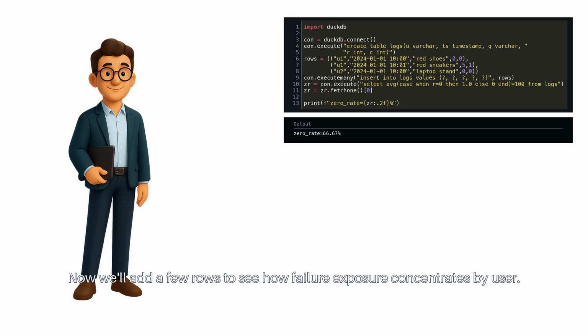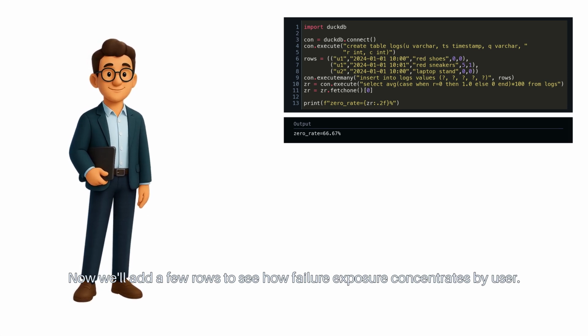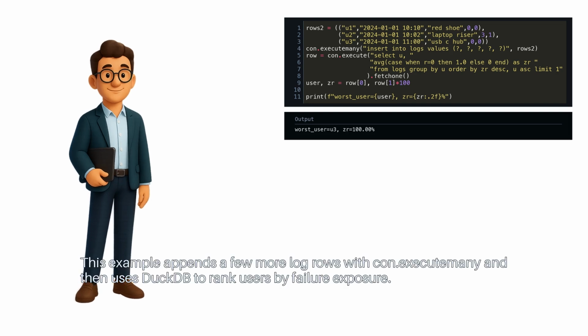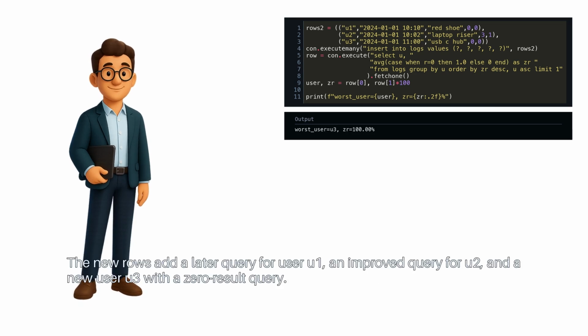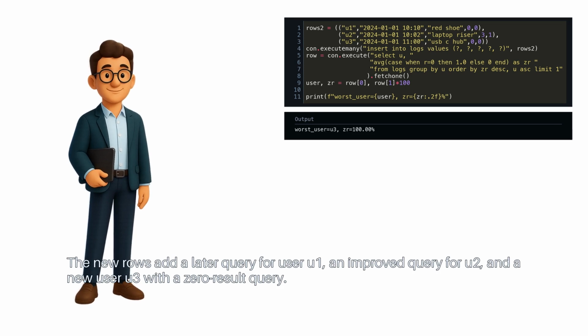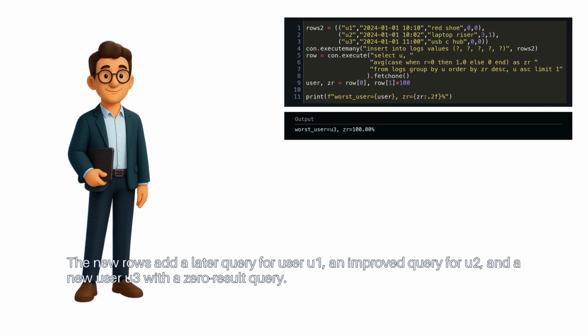Now, we'll add a few rows to see how failure exposure concentrates by user. This example appends a few more log rows with con.executemany, and then uses DuckDB to rank users by failure exposure. The new rows add a later query for user U1, an improved query for U2, and a new user U3 with a zero result query.